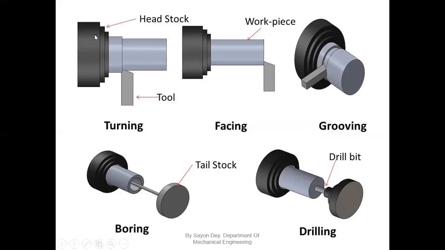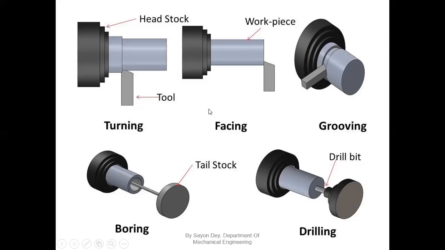Yes, if there is a headstock, we have to hold our job here, and this will be our cutting tool. Again, this is called turning. In case of turning, if we want to reduce the diameter of our raw material, then we have to prefer this operation. This is called turning. There is another part called normal turning or straight turning. There is also taper turning.